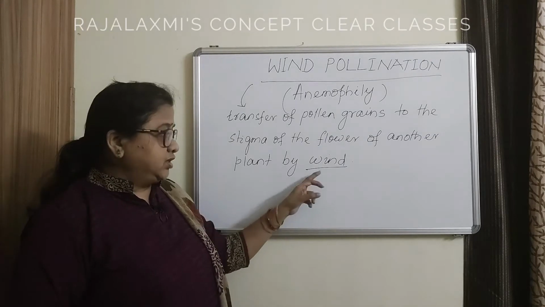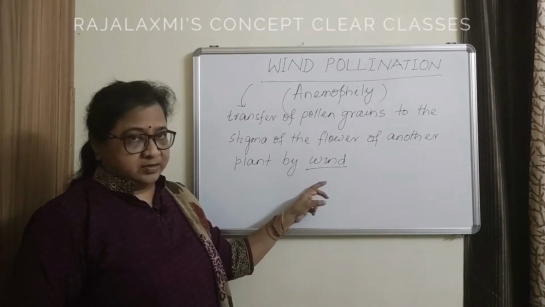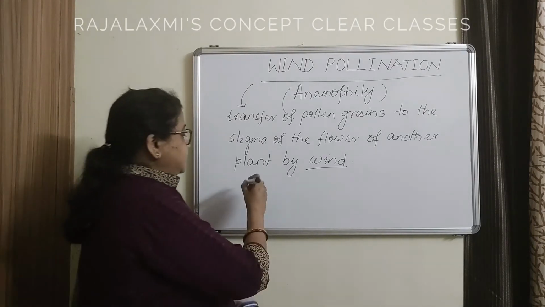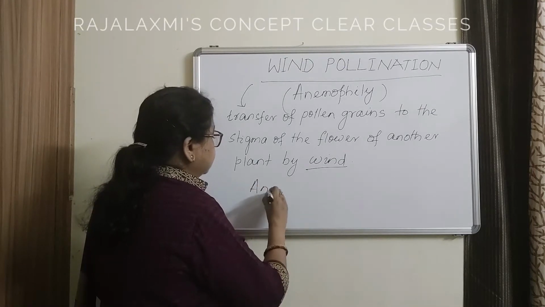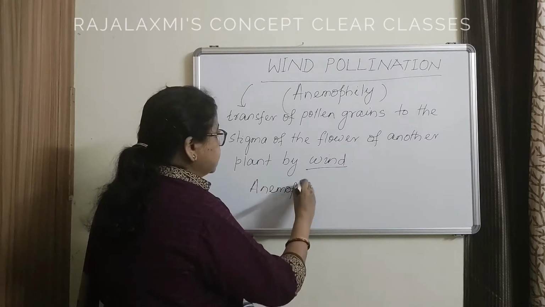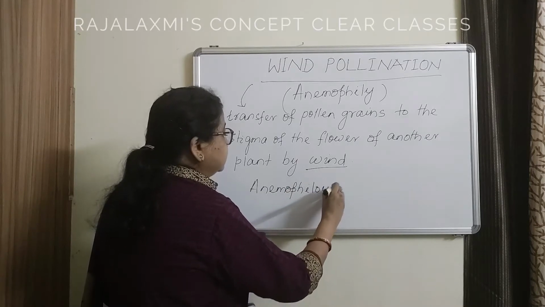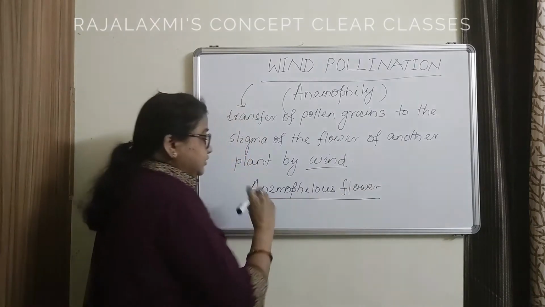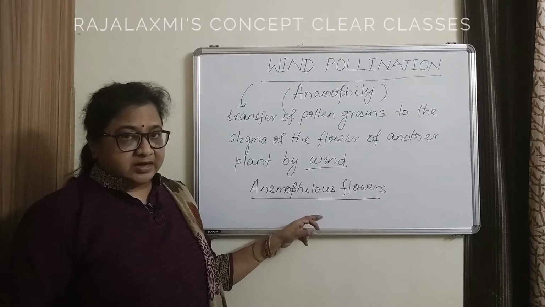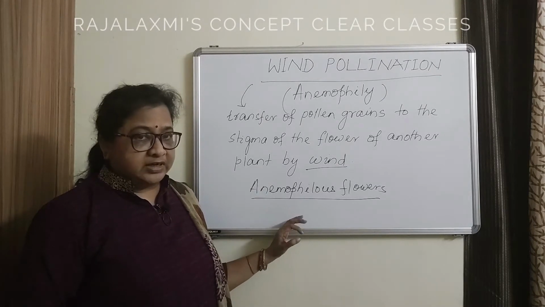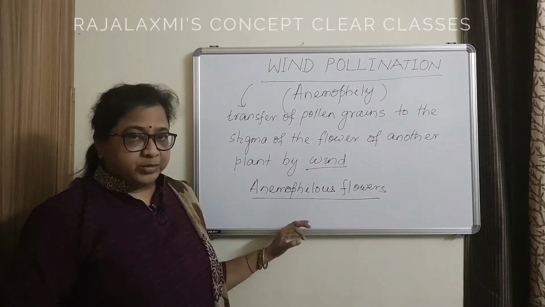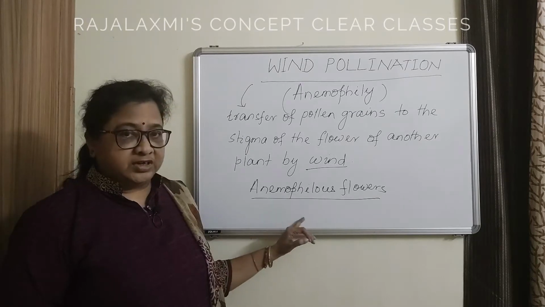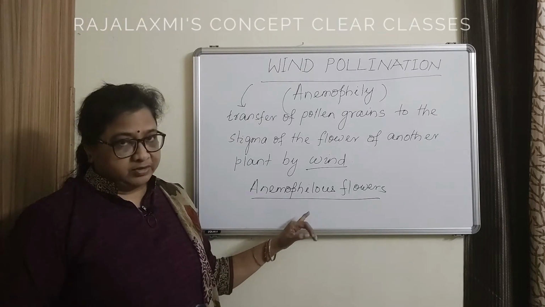So here wind is the agent of pollination, and the flowers showing the wind pollination are known as anemophilous flowers. These anemophilous flowers have some adaptations so that wind pollination can be done properly. We will see what the adaptations of these wind pollinated flowers are.